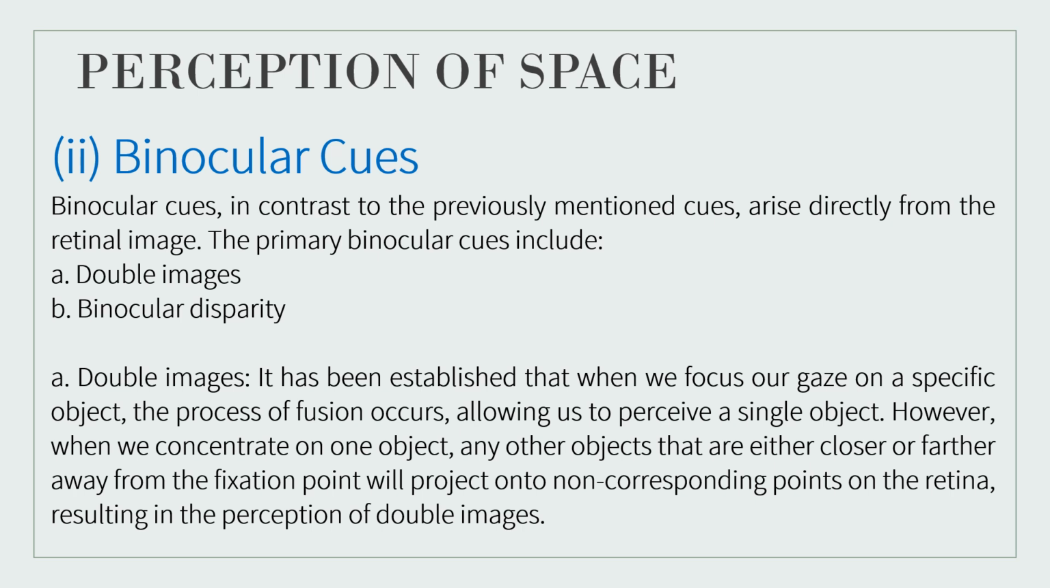Binocular cues can be understood as arising directly from the retinal image. When you perceive the image of an object that falls onto your retina, and we have two eyeballs and two retinas, actually there is a double image, which is further processed into a single image, and that creates a sense of distance, shape and depth of the object. This is binocular cues, and can be understood by the double image formed in the two eyeballs.